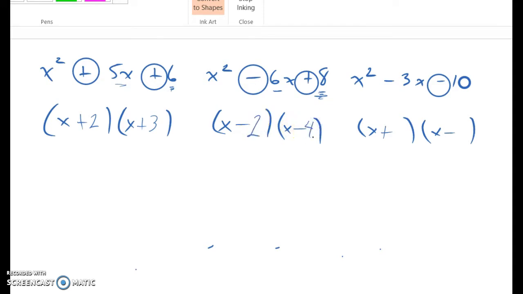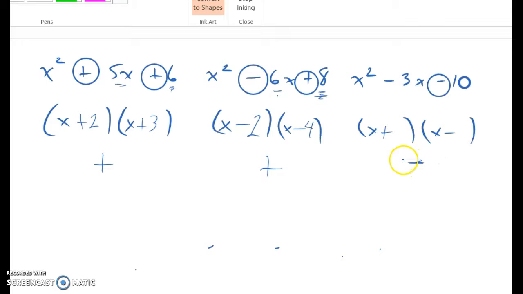This is where it matters. What times what gives you 10? Now, if you have opposite signs, for these you do sums. What times what gives you 6 whose sum is 5? What times what gives you 8 whose sum is 6? What times what gives you 10 whose difference is 3?